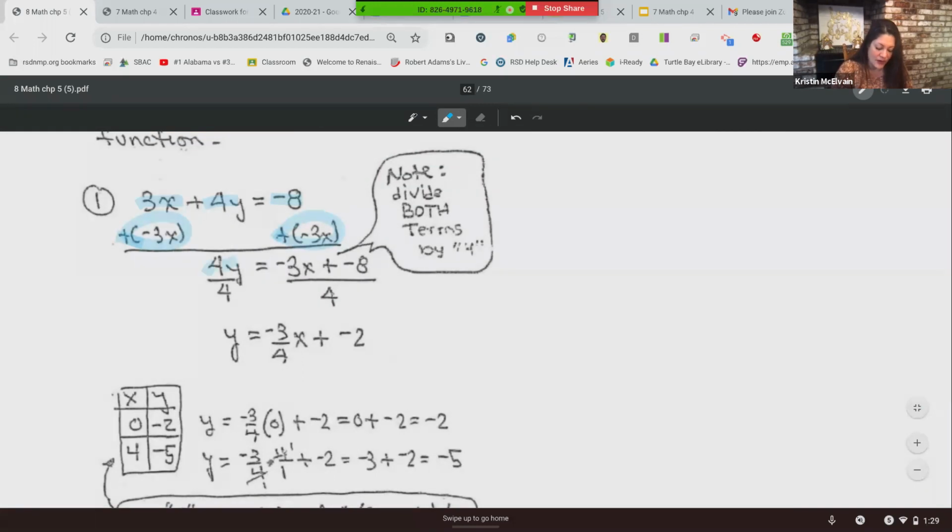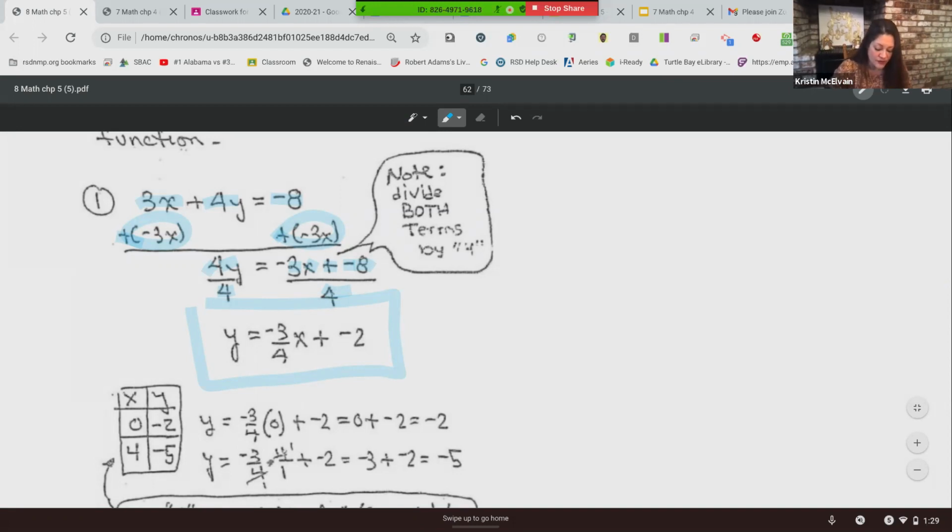Gives us 4y equals -3x plus -8. Divide both sides by 4. And that gives us a slope intercept of y equals -3/4 x plus -2. So here's what we need to do: you're simply picking an input, and that is our x, and you are going to then solve to see what is y.